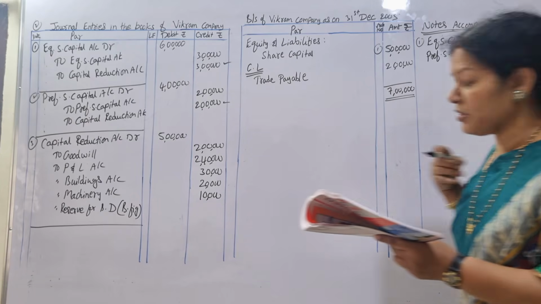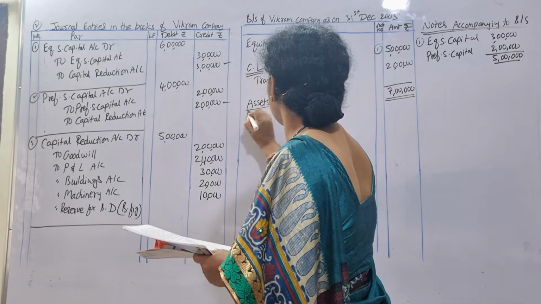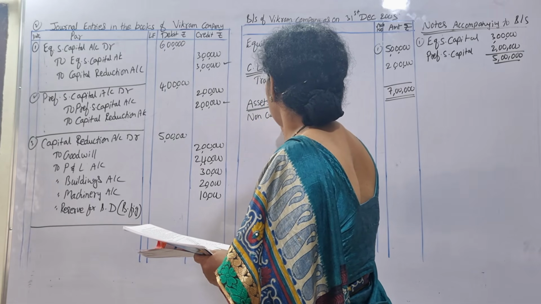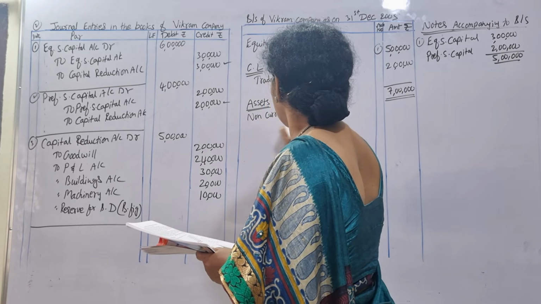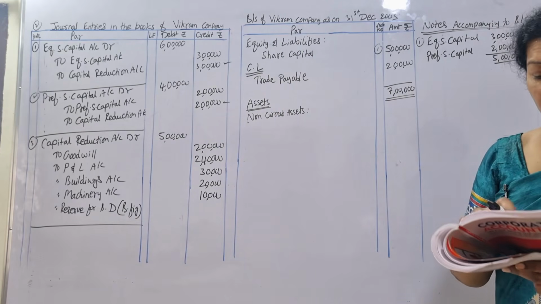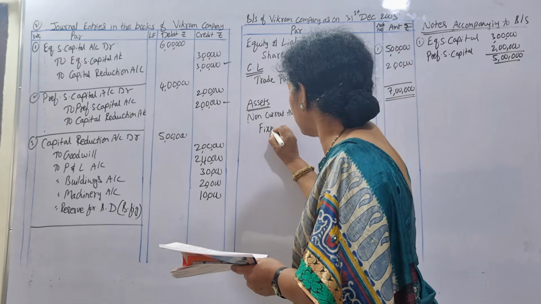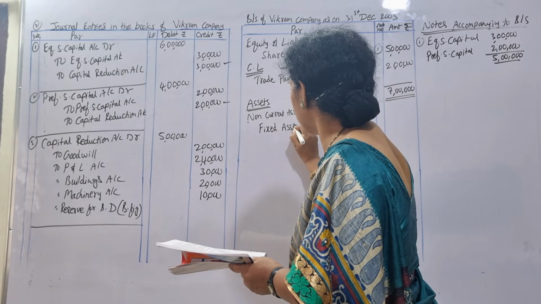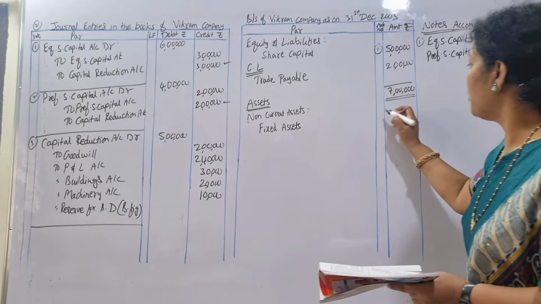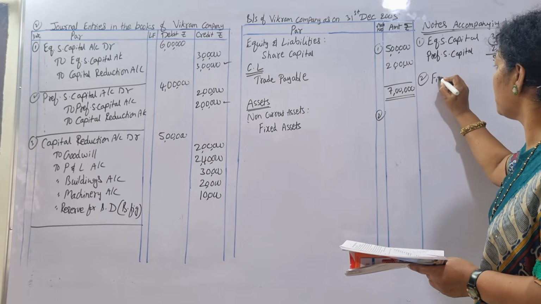Asset side, what do we do first? Non-current assets. Give a heading of assets. You can say non-current assets. Under this, we can say fixed assets first. From the balance sheet, we can take fixed assets. You can write separately or we can show it in the working notes. So note number 2 will take fixed assets.